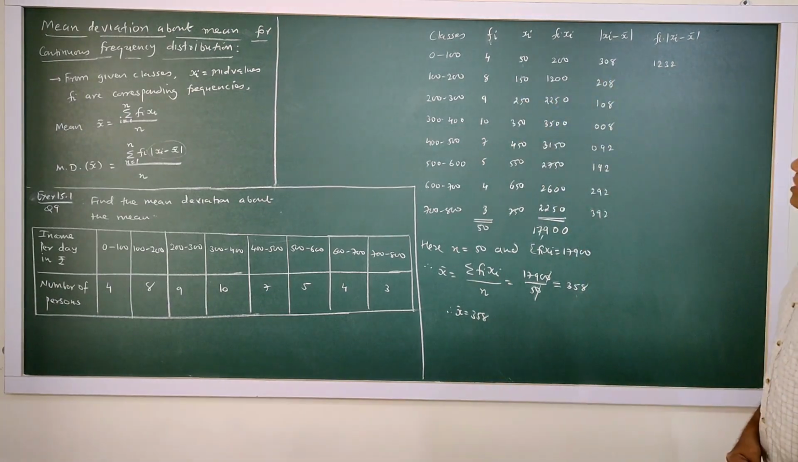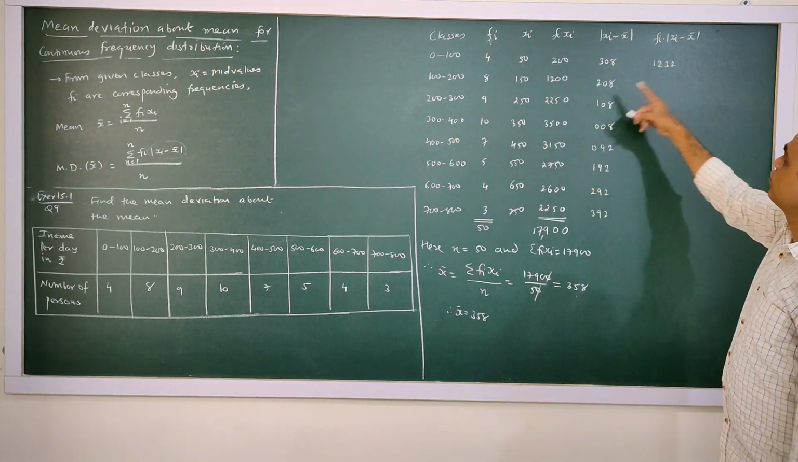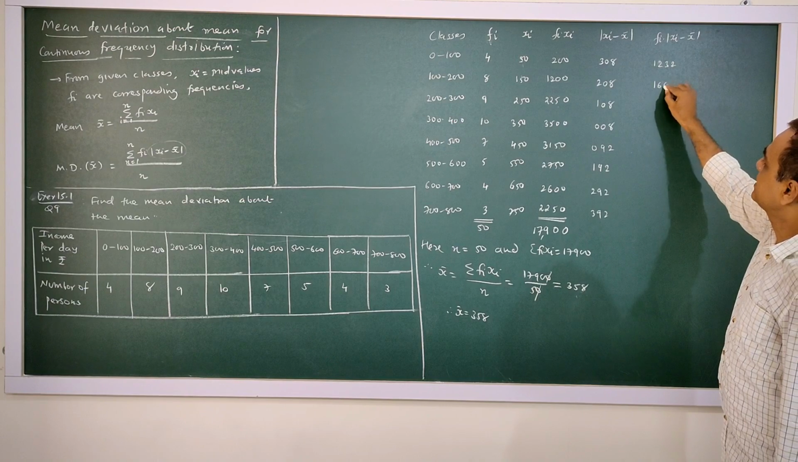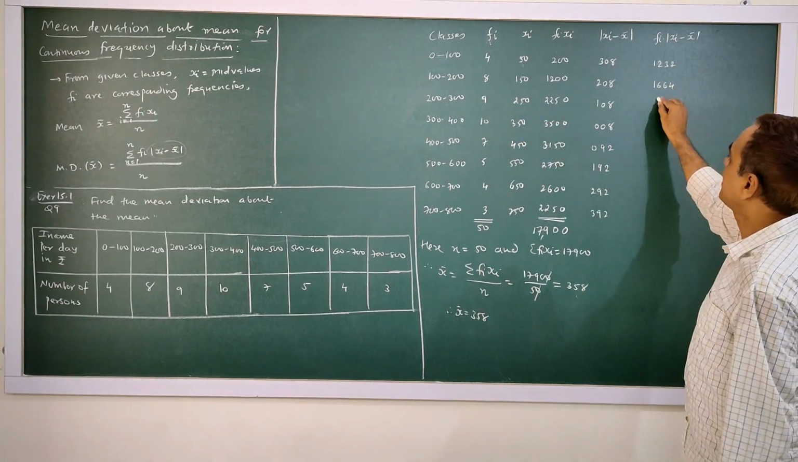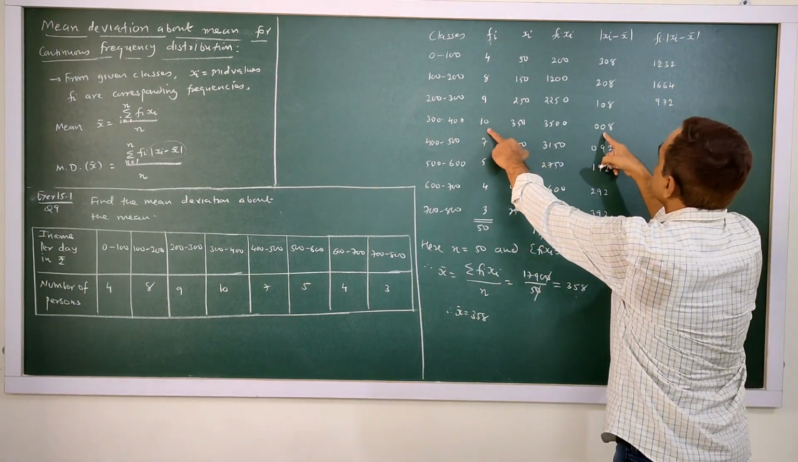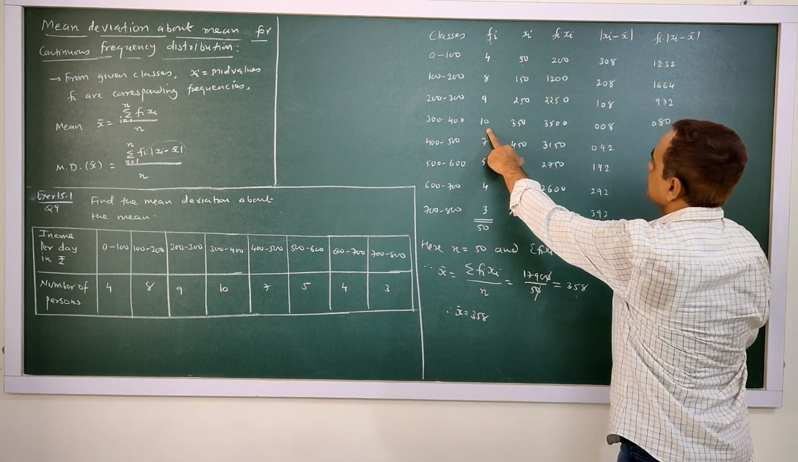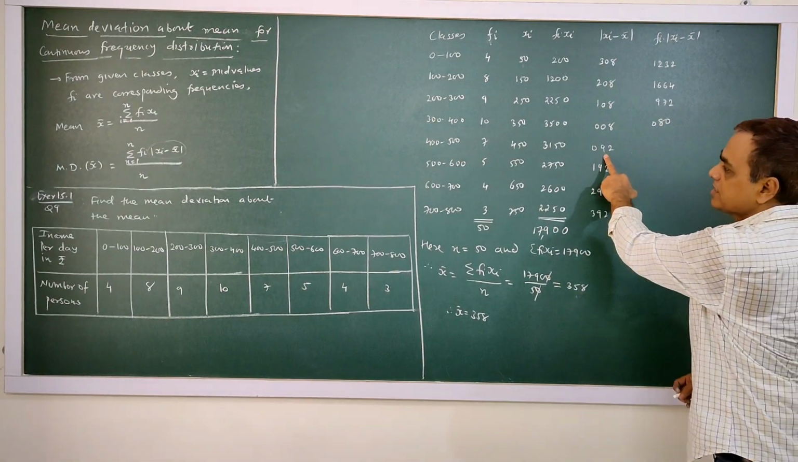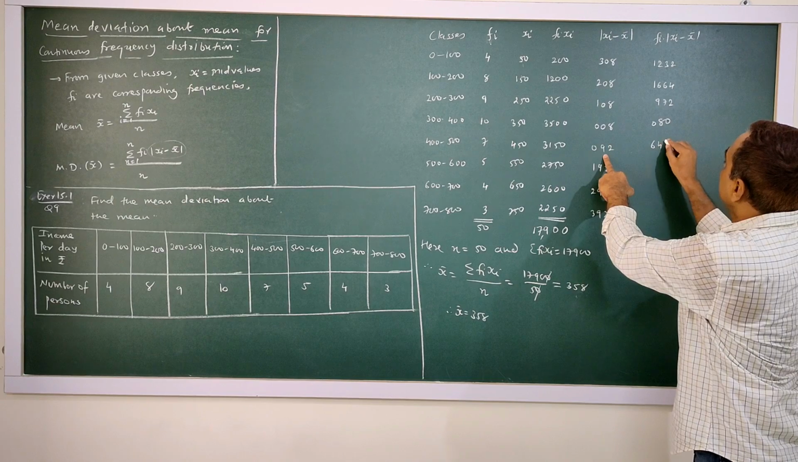308 into 4, 1232. 208 into 8. So 200 into 8, 1600 plus 64, 1664. 108 into 9. That is 972. 8 into 10. That is 80. This will be 80. 7 into 92. 90 into 7, 630. 630 plus 14, 644.